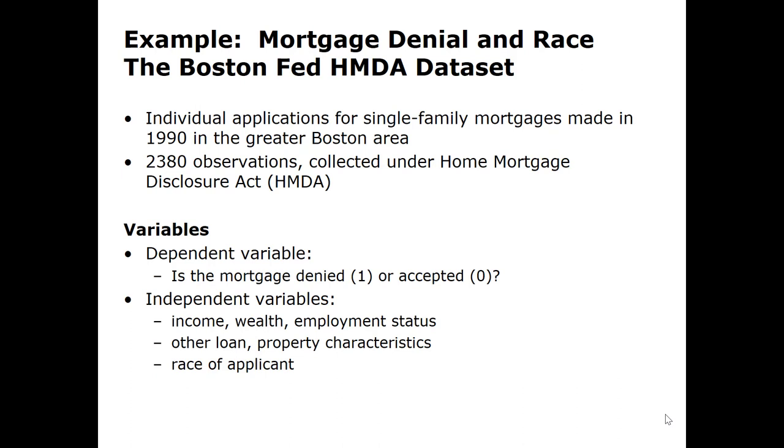In that case, let's define the variables now. I hope the context is clear to you. The dependent variable in this model will be whether the mortgage application is denied or accepted. If the application was denied, the value takes 1. If it was accepted, the value is 0. The independent variables, which are actual values of these individuals, are income, wealth, employment status, other loans, property, and so on, and the race of the applicant. This is something we'll look at later.